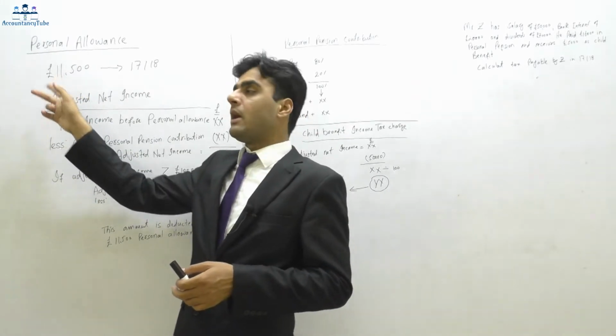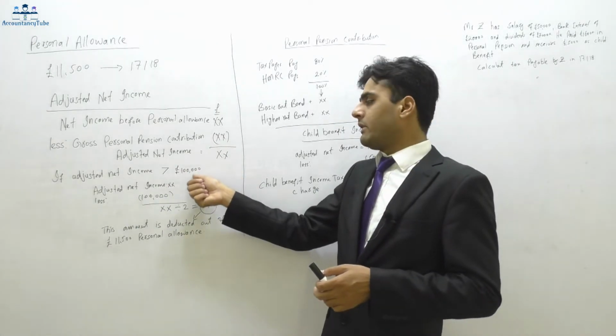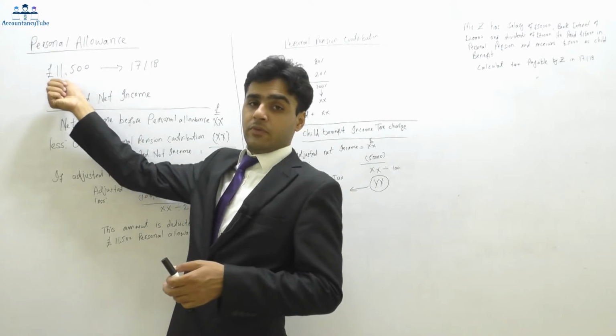All right. So if our adjusted net income is £100,000 or less than that, we will get £11,500 of personal allowance. All right. However, if our adjusted net income, this figure, is greater than £100,000, then we will need to reduce our personal allowance of £11,500.